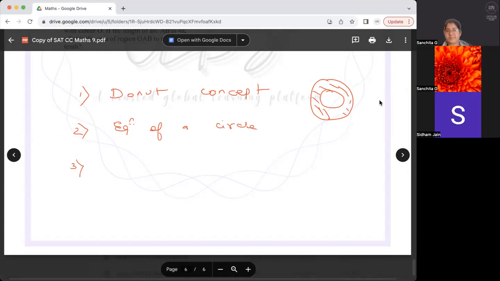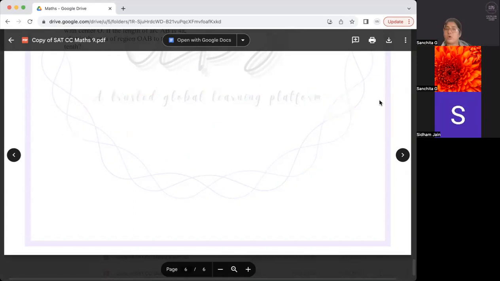Third concept is the arc concept, arc plus other theorems that may come handy in exam. That's it. These three concepts and you're done with circles topic. Whatever is required, we are just going to cover that much and nothing more, nothing less. Right? So first, let's take the donut concept.